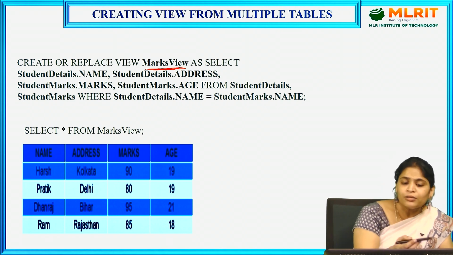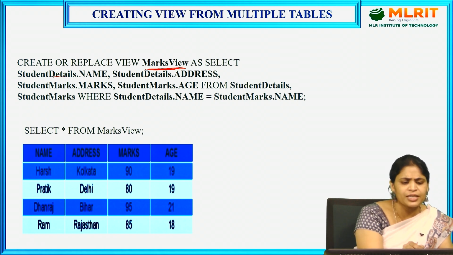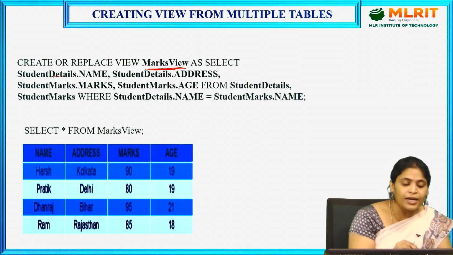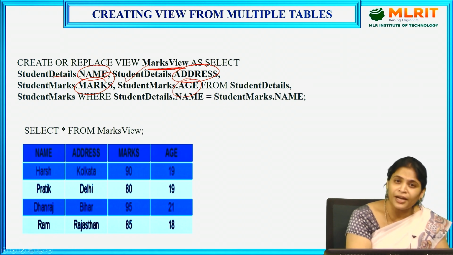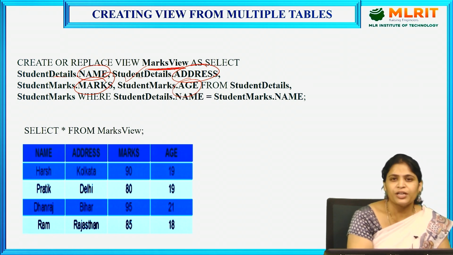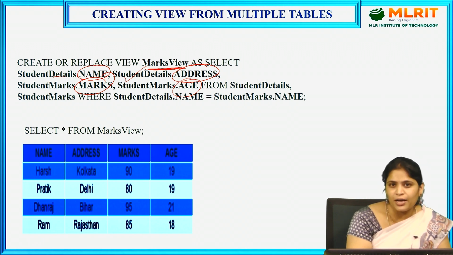From the two different base tables, what are those base tables? Student details table and student marks table. And I add the columns. What are the columns here? Name, address, marks and age. Name and address are retrieved from the student details table. Marks and age are retrieved from the student marks table.